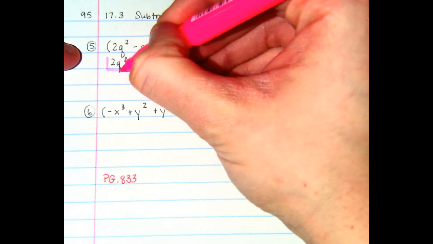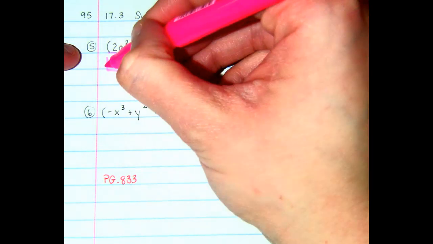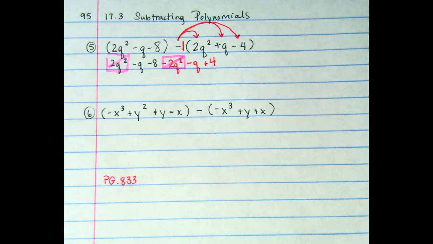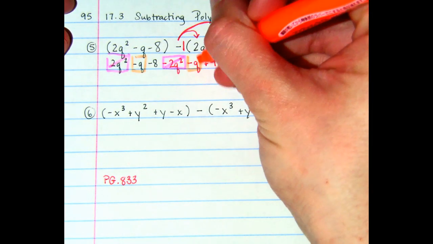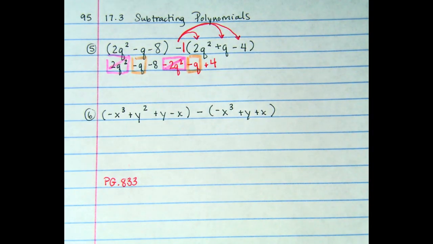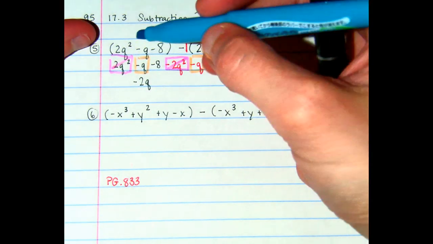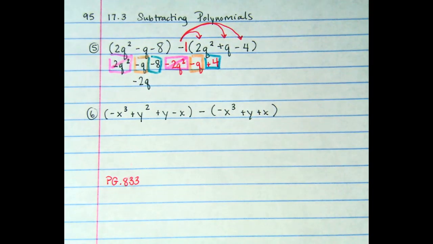Okay, these 2q squared. One is positive, one is negative, so you said they cross out. Okay, then what? Negative q and negative q. What does that become? Negative 2, because it's like a negative 1 and a negative 1. Negative 2q. Okay, now what? Minus 4. Where did you get minus 4 at the end? Negative 8 plus 4 gives us minus 4. Very good.